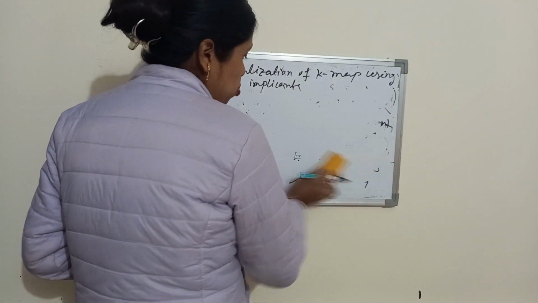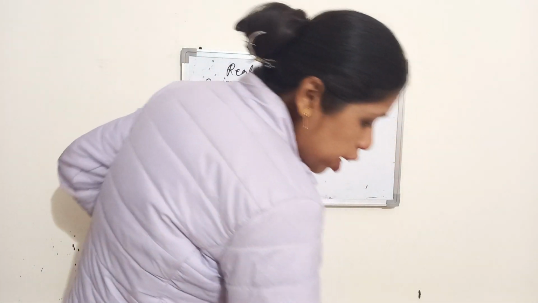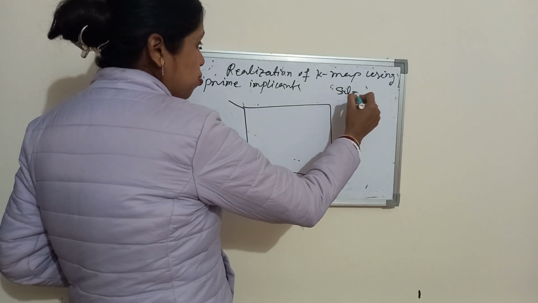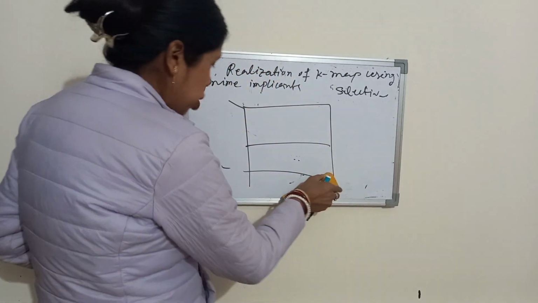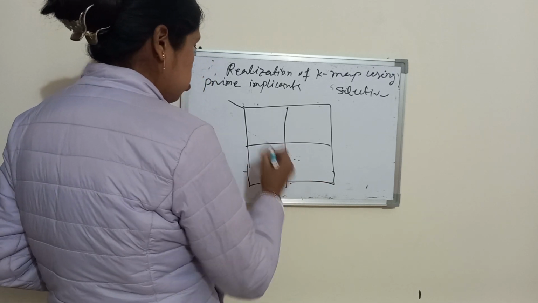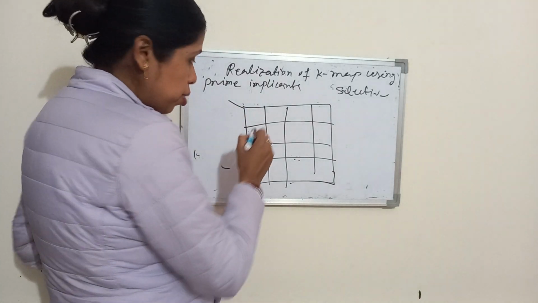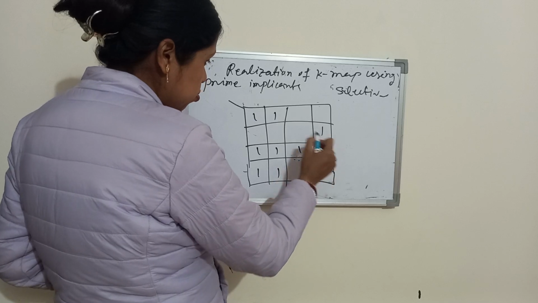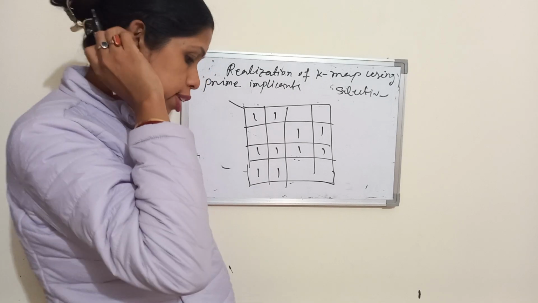Next is the selective prime implicant. This selective prime implicant is neither a prime implicant nor an essential prime implicant. Selective prime implicant. In selective prime implicant, I am putting logical one here. You can see these are the groups.